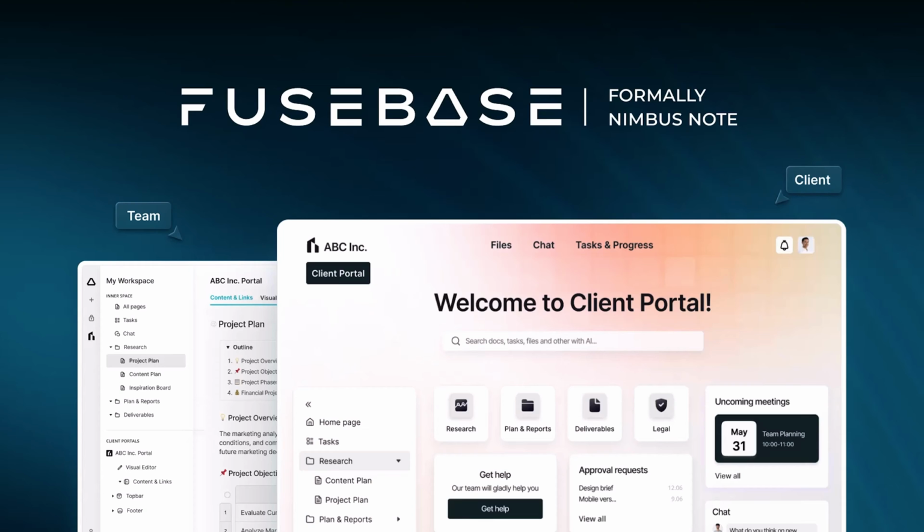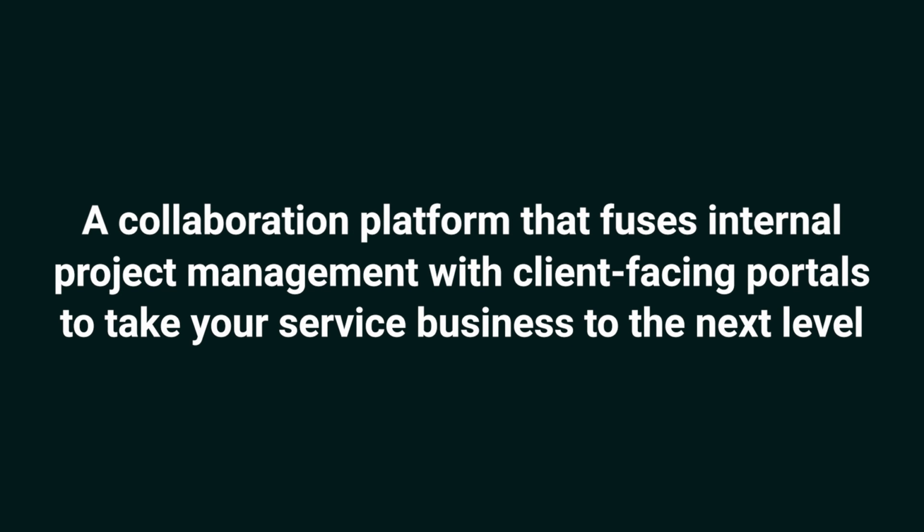Today we're taking a look at FUSEBASE, a collaboration platform that fuses internal project management with client-facing portals to take your service business to the next level.